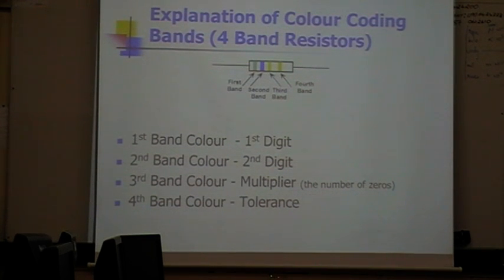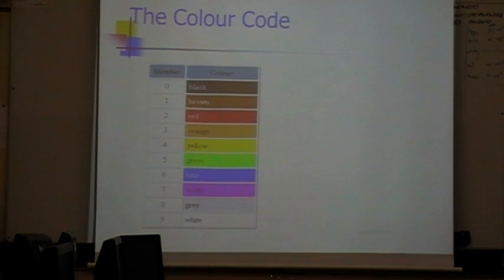Next is the color coding system. Black is used for the number 0, brown for 1, red represents 2, orange is 3, yellow is 4, green represents 5, blue represents 6, violet represents 7, grey represents 8, and white represents 9. We have come up with an easier way to memorize this, and it's on the next slide.